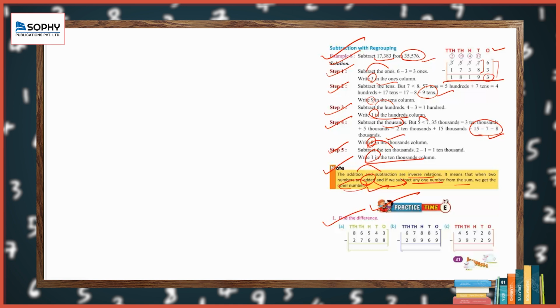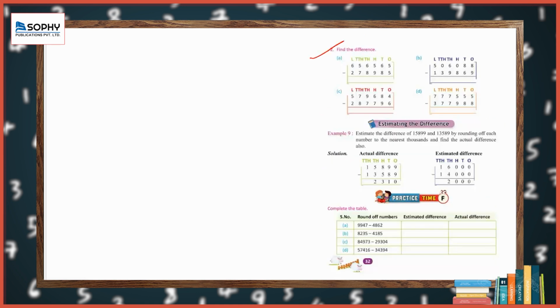So here 3 minus 8 not possible, so 13 minus 8 is, very good, students, that is 5. Here we again have 13 minus 8, 5. 5 minus 6 not possible, so 14 minus 6 is 8. Here we have 15 minus 7, 8. And here we have 7. So the answer is 58,855.